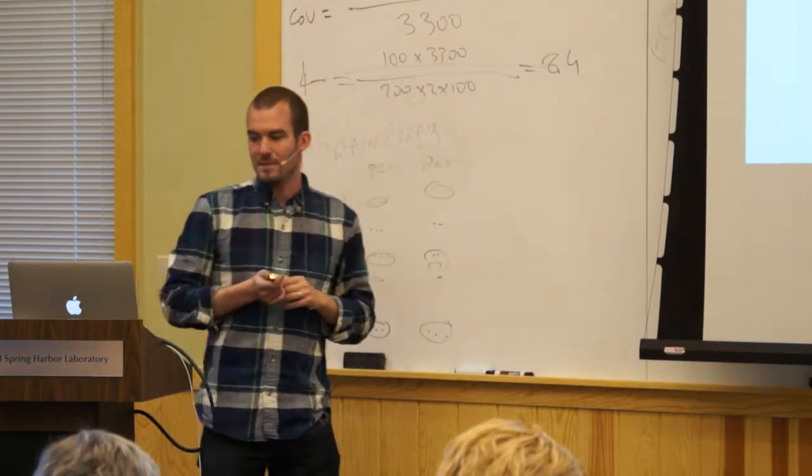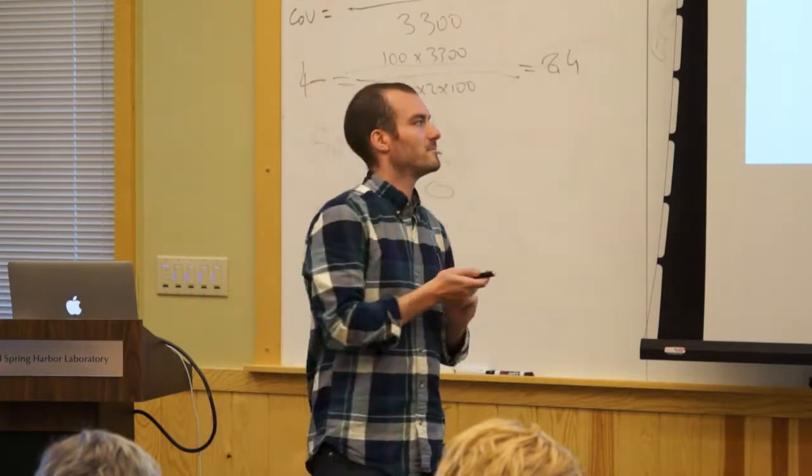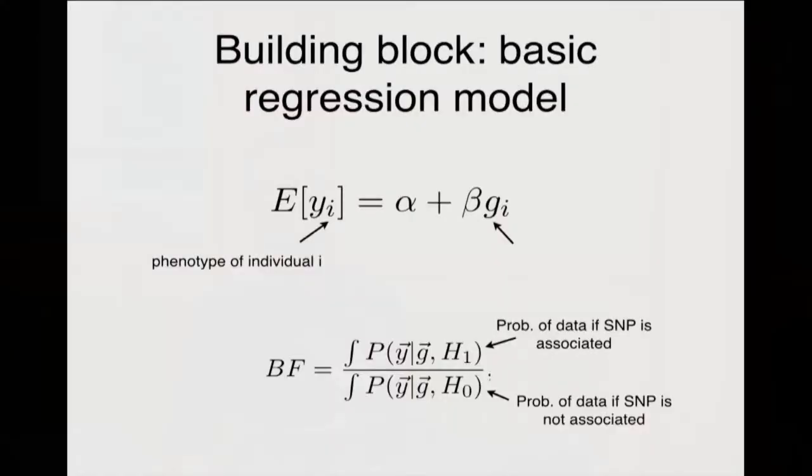And so the basic building block, this is the statsy part of the talk, is just a basic regression model. We have the phenotype of some individual, and we're going to model it as a linear regression that depends on the genotype of individual i. So the phenotype depends on the genotype, and a standard way to look at this is to calculate a p-value for association.